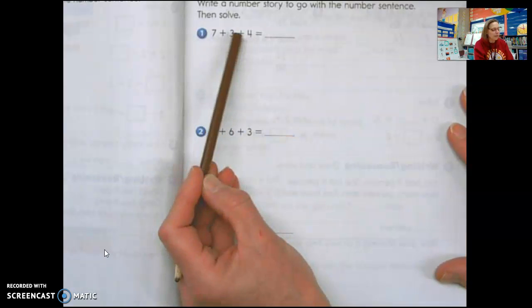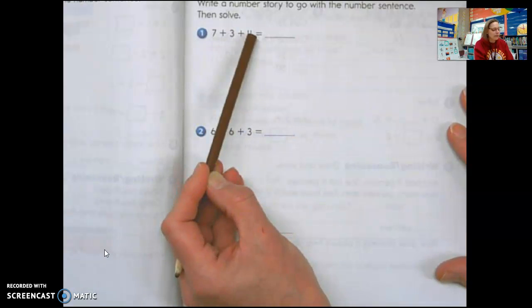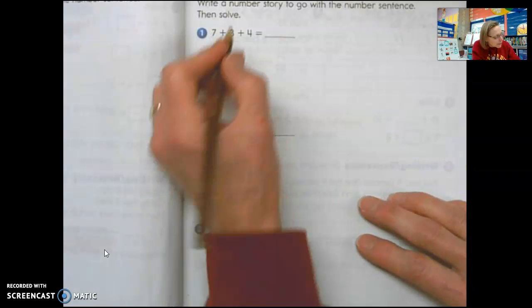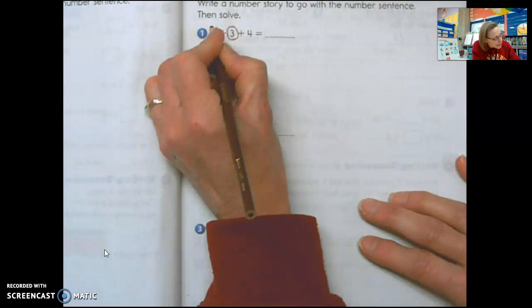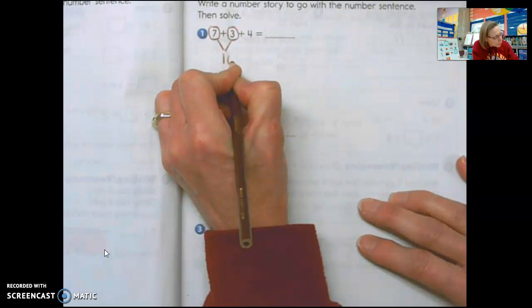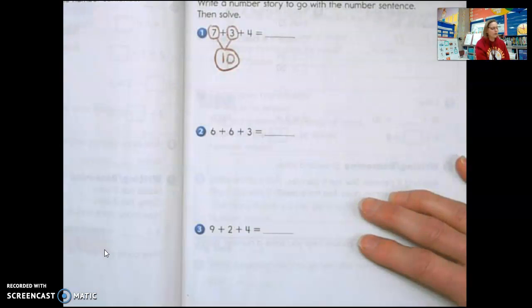Do you see the 3 and the 4 makes 7? And then it would be 7 plus 7. But I think the 10 is easier, so let's do the 10. Let's circle that 3 and let's circle the 7. Let's put those two together. And we know that that's going to be a 10, right?